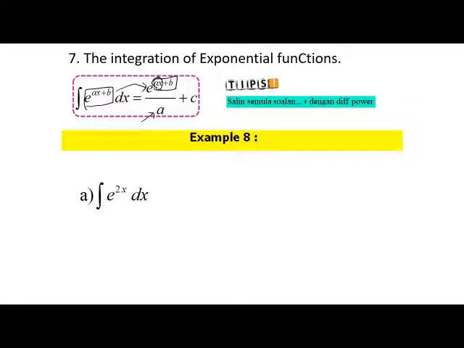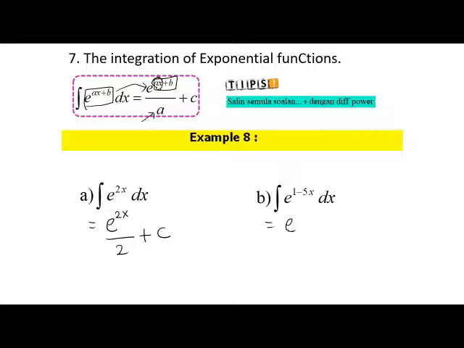Example 8. For part A, the integration of e to the 2x dx here is equal to, first we copy e to the 2x and then divide by the derivative of the power. The power is 2x. When we differentiate, we're going to have 2 and then plus c. Simple. Next, the integration of e to the 1 minus 5x dx. First, we copy the question. So e to the 1 minus 5x divided by, in this case, when we differentiate 1 minus 5x here, we're going to have negative 5. Then plus c. Simple.